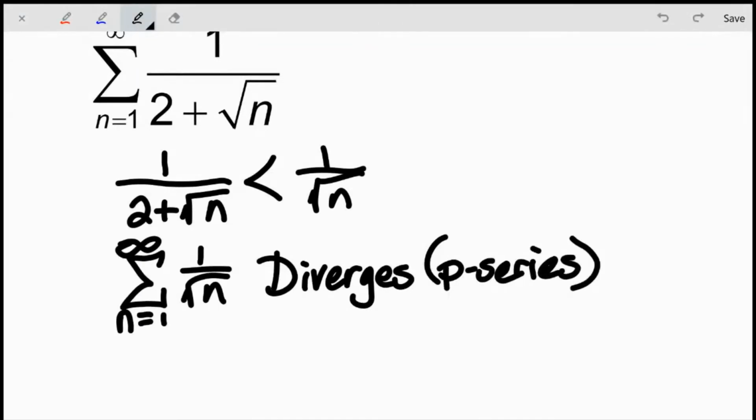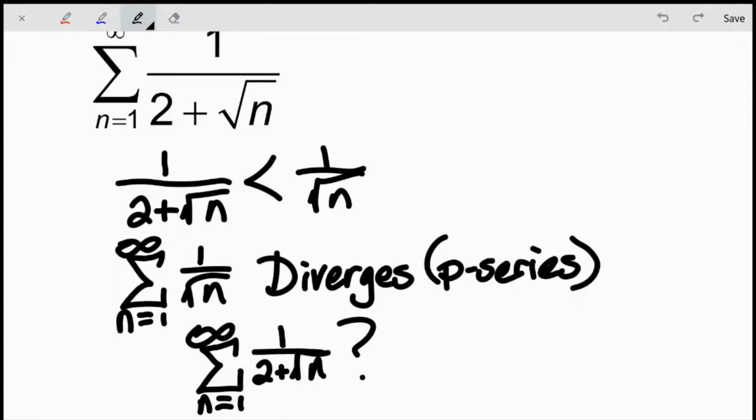Well, what happened was the larger one diverged. That doesn't tell me anything about this other series. So this series from 1 to infinity of 1 over 2 plus square root of n, we still don't know anything about it. We don't know if it converges or diverges. So in this case, direct comparison is a little bit harder to use.